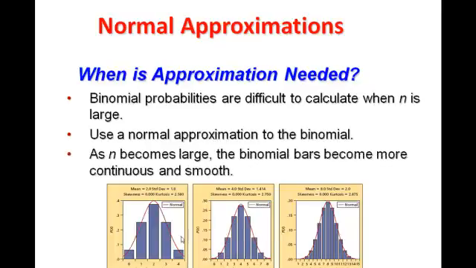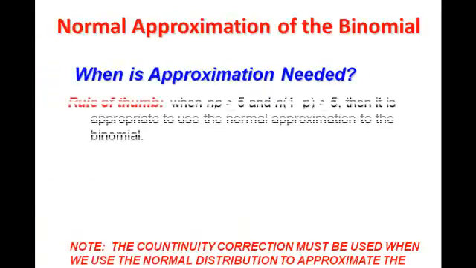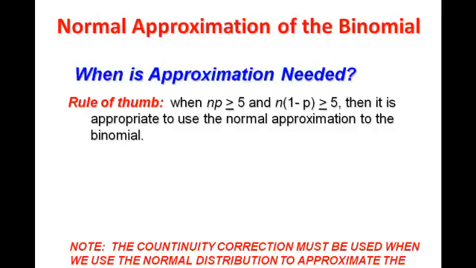And the reason that this happens, first of all, why this can happen, is because as n gets very large, the binomial becomes more and more looking like a normal distribution. That's one reason. The other reason, there's a rule of thumb, and that rule of thumb says when n times p is greater than or equal to 5, or n times 1 minus p is greater than or equal to 5, then it's appropriate to use the normal approximation to the binomial.